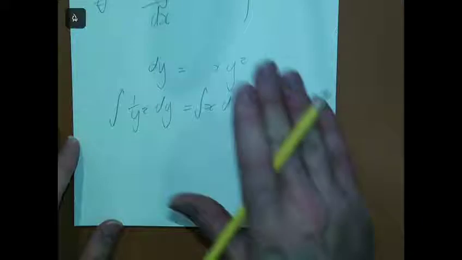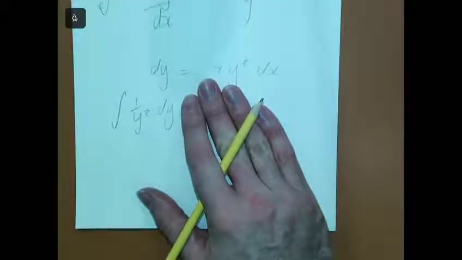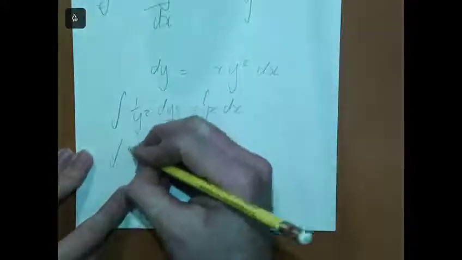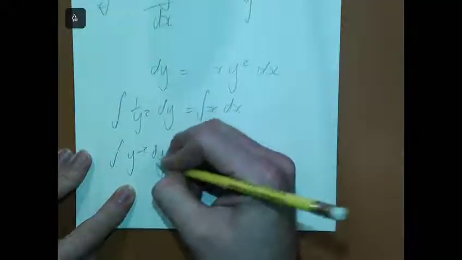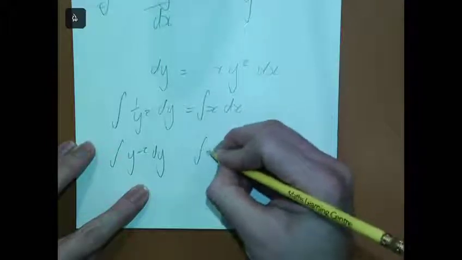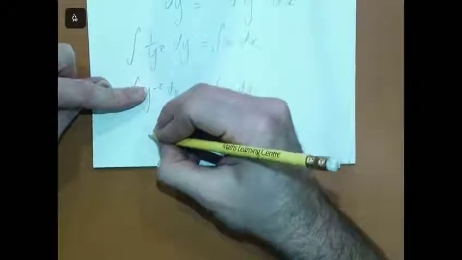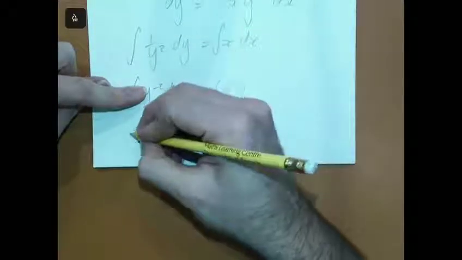Well, let's see. 1 over y squared: well, if it was 1 over y, I'd use ln, but then the derivative of y squared would have to be there, so that's not going to work. So it would be really best if I just rewrote that as a single power. Excellent. So, y to the minus 2: the power will go up by 1, and I'll have to divide by the new power.